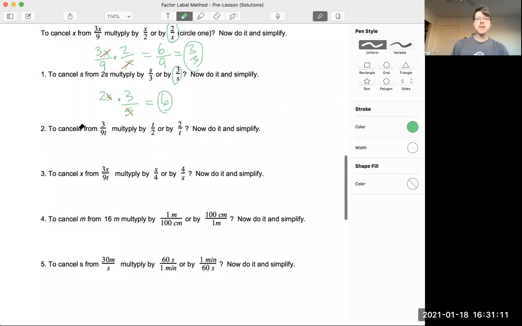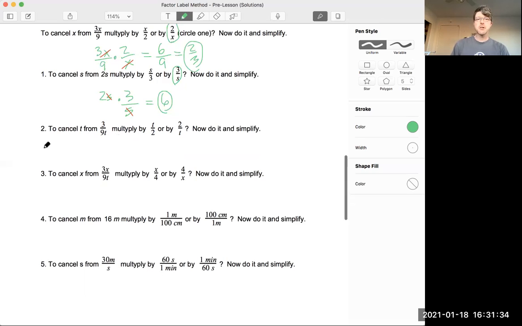Let's cancel a t from 3 over 9t. Now we have a t in the denominator, so we want to multiply by which one of these things? Which one would give us a t both in the numerator and denominator? Let's take a look at the second one, 2 divided by t.